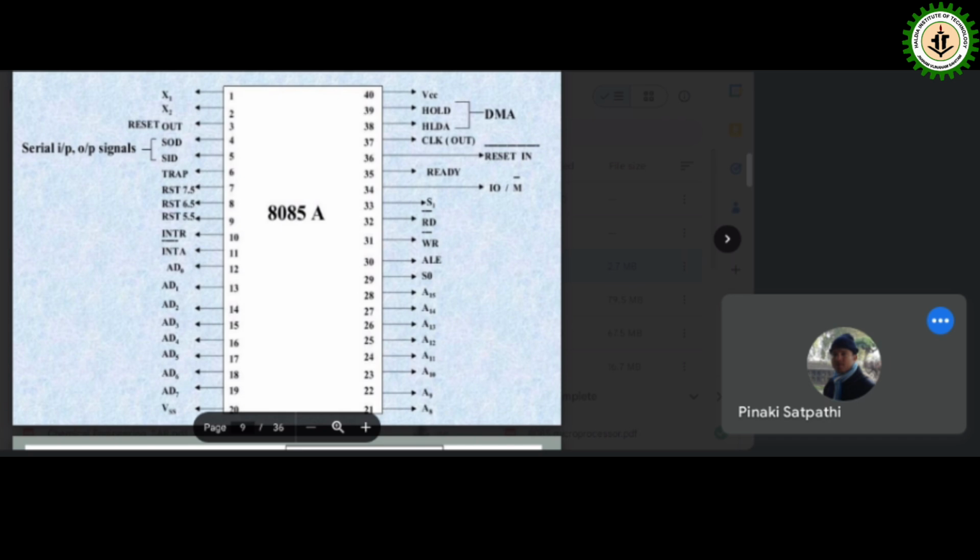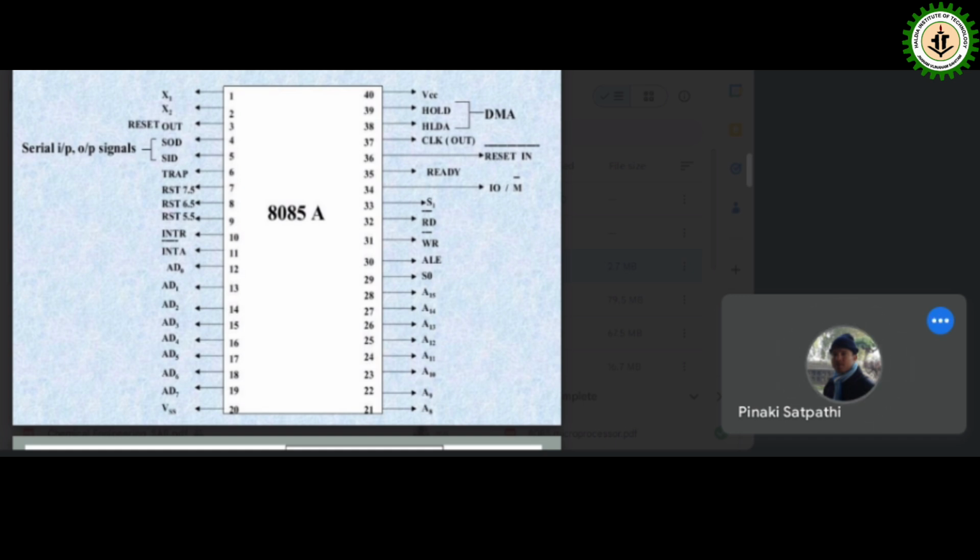All the signals of the 8085 microprocessor can be classified into 6 groups. First one is known as the address bus. Next one is known as the address and data bus. Next is control and status signals, then power supply and frequency signals, then interrupts and peripheral initiated signals, and next one is serial input output ports.